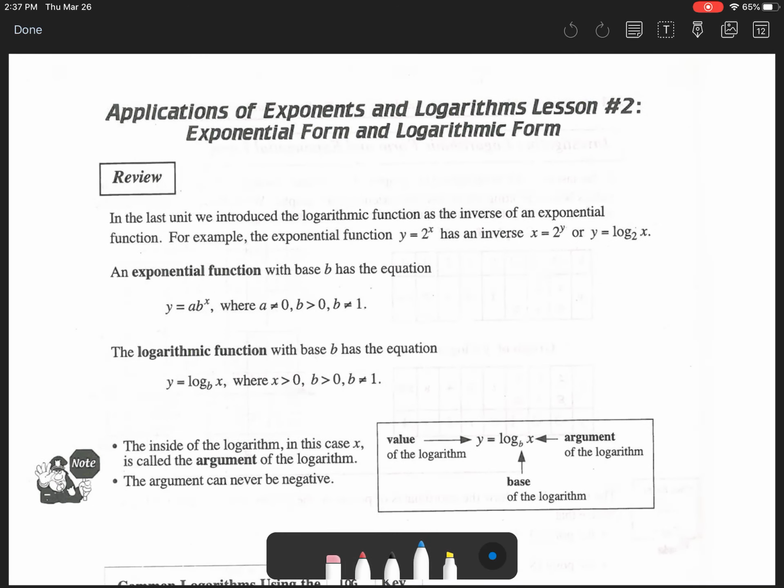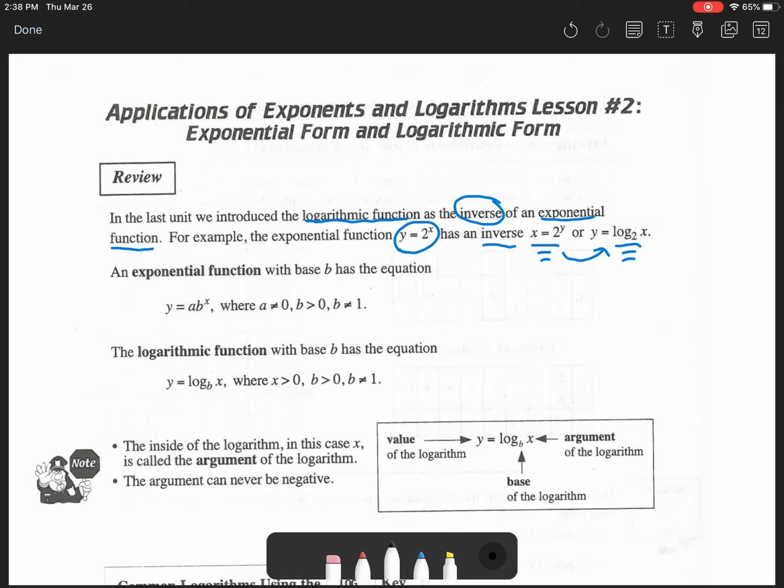So it just says in the last unit we introduced log functions as the inverse of an exponential function. So again, you probably want to highlight that, okay, that we have log functions, which are the inverses of exponential functions. So for example, when I have an exponential function y is equal to 2 to the exponent of x, the inverse of that is either this, x equaling 2 to the exponent of y. Remember, we just interchanged the x's and the y's. Or this can also be written like this: y is equal to log base 2 of x. So the x equaling 2 to the exponent of y and the y equaling log base 2 of x, those are the same.